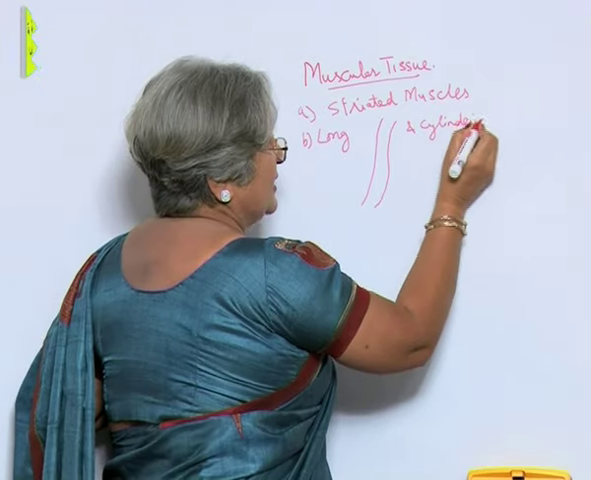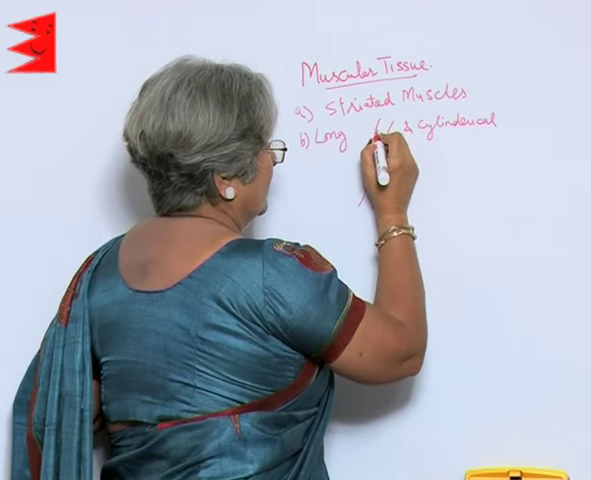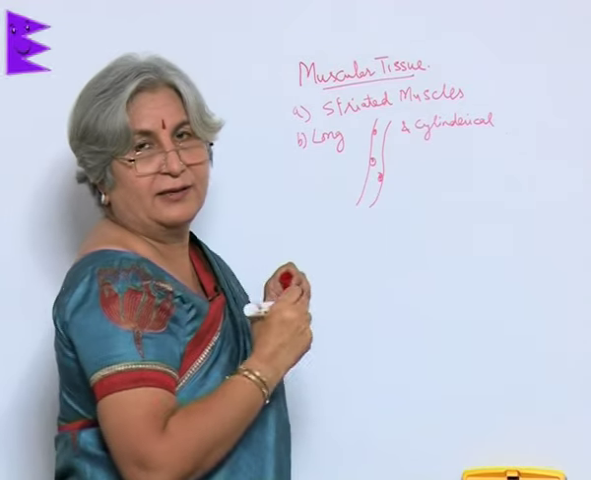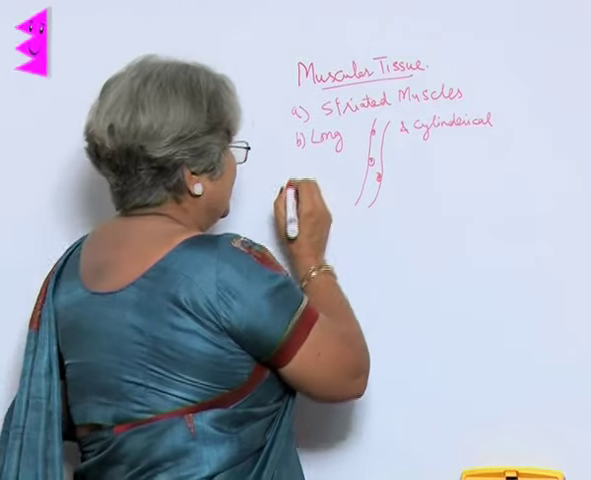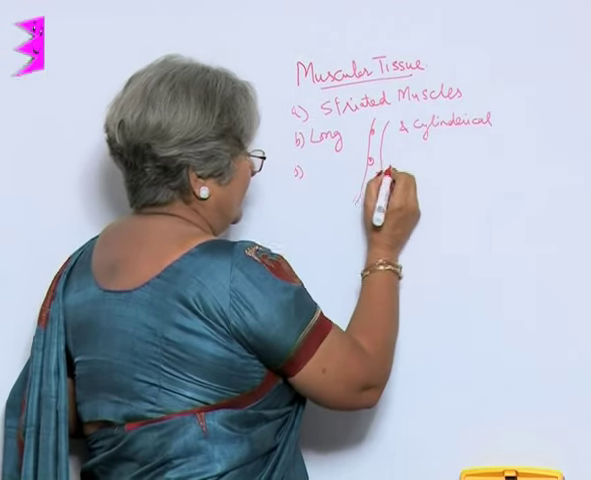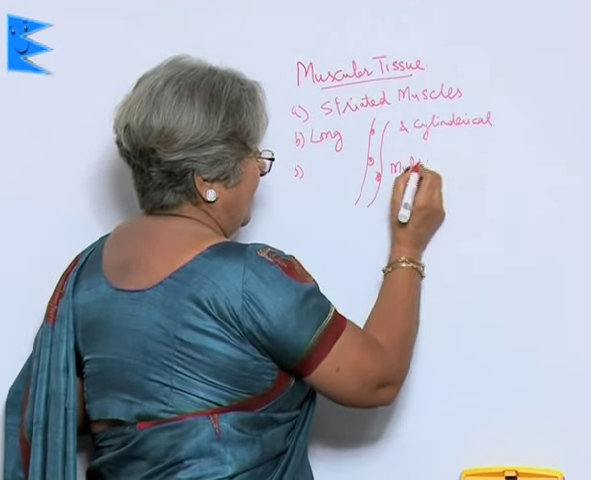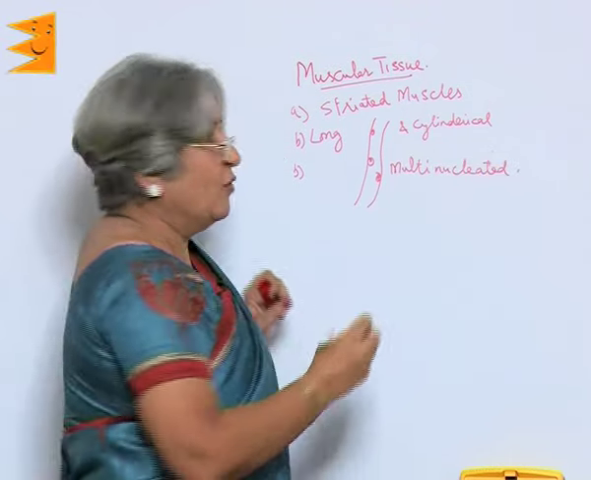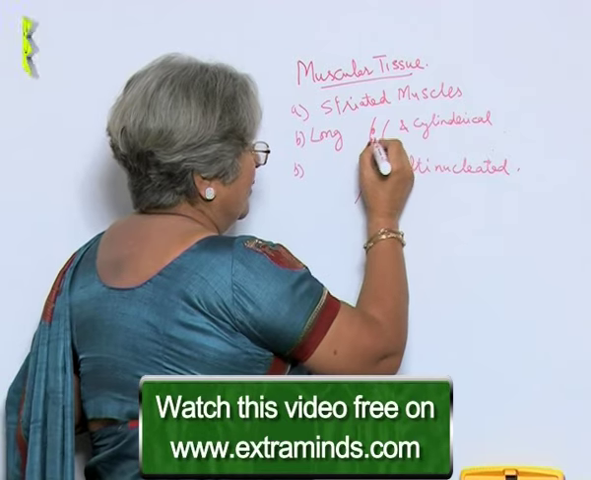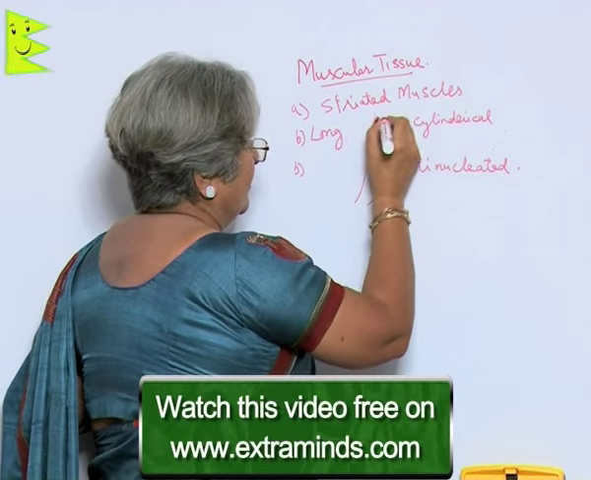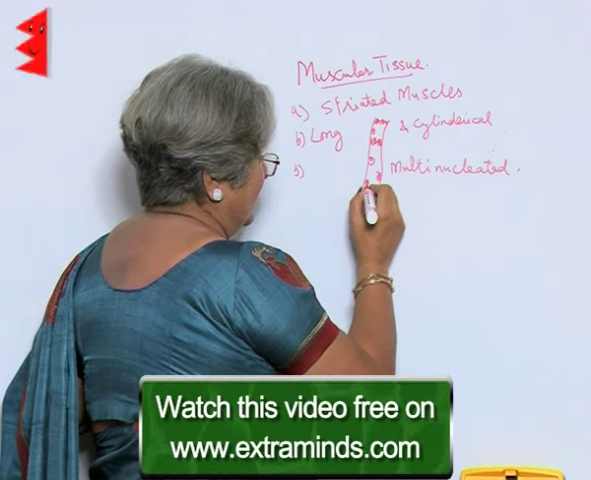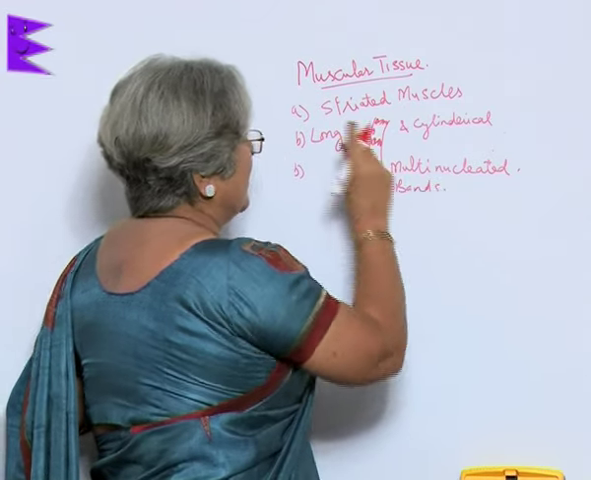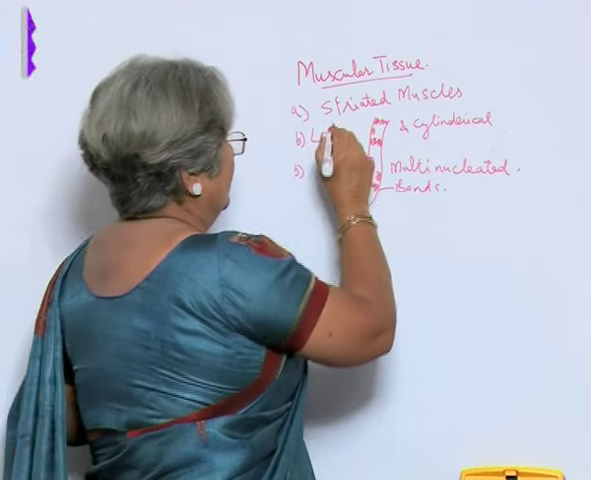Now, just see its structure. What are these that I am drawing? These are the nuclei. They have many nuclei, so it is multinucleated. If we look at a muscle, what we find is there are alternate dark and light bands, and that is why it is called striated muscle.